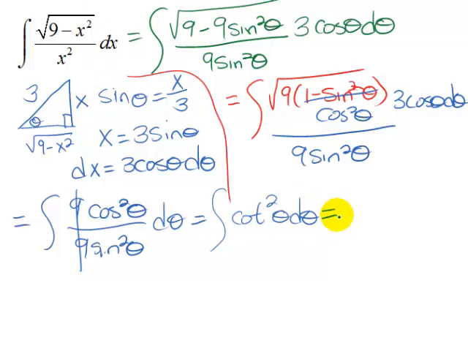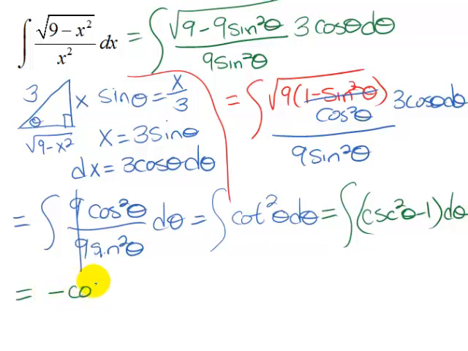Now, thinking of an antiderivative, do I know an antiderivative for cotangent squared theta? I don't, but I can use a Pythagorean identity and express it as cosecant squared theta minus 1, and that's helpful because I do know an antiderivative of cosecant squared theta. The antiderivative of cosecant squared theta is negative cotangent theta. The antiderivative of negative 1 is negative theta, plus a constant.